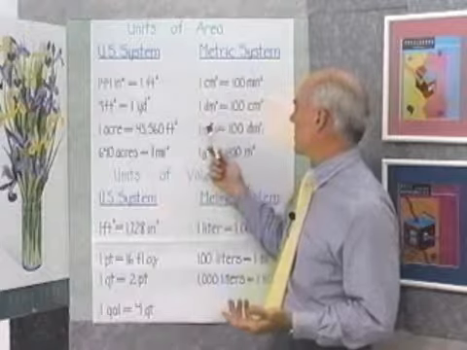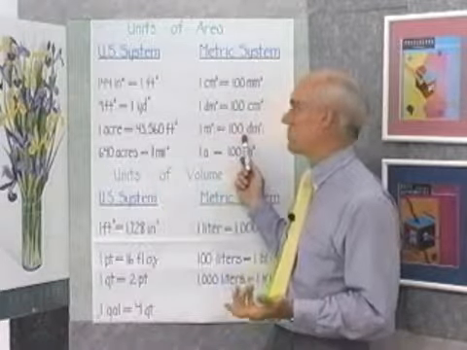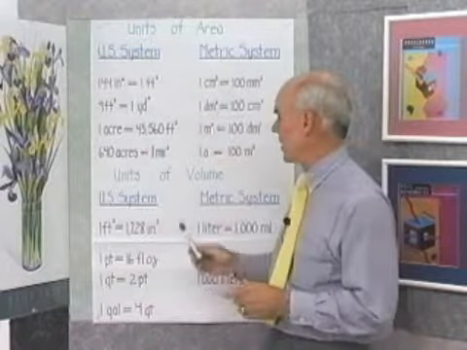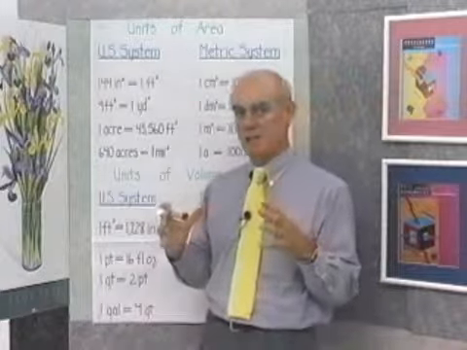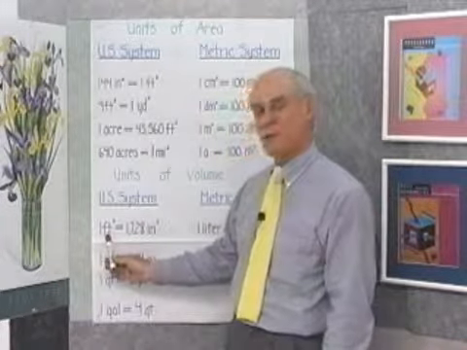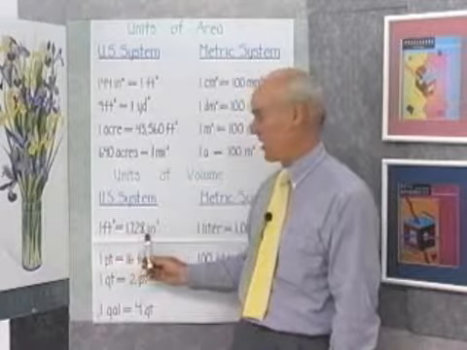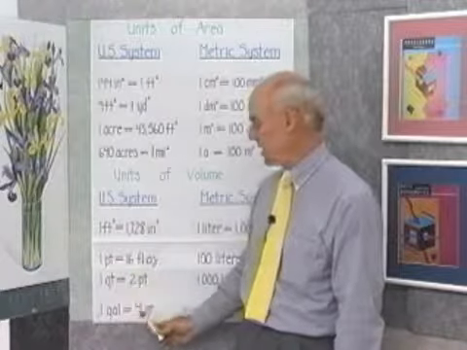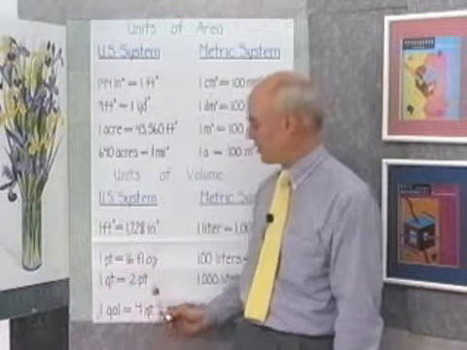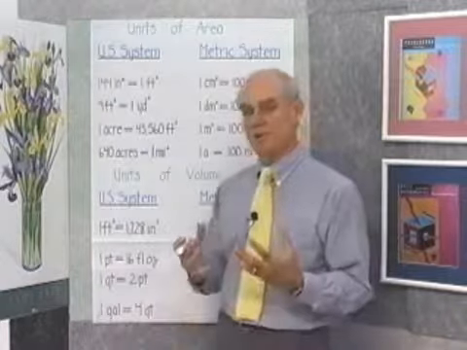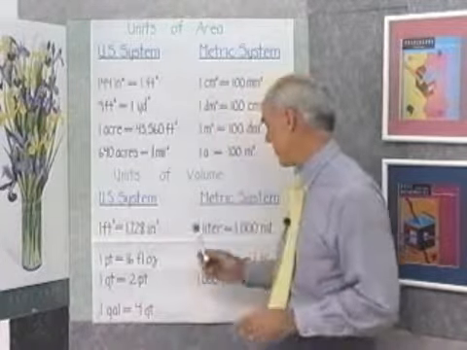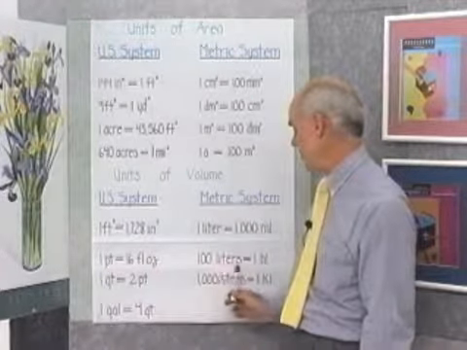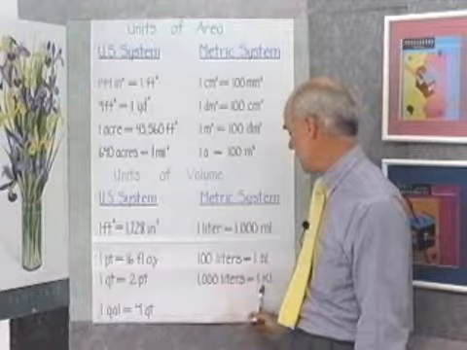In the metric system, I have 1 square meter is the same as 100 decimeters squared, and 1 square centimeter is 100 millimeters squared, things like that. When it comes to volume, volume measures capacity, how much it takes to fill something up. So 1 cubic foot is the same as 1,728 cubic inches. 1 pint is 16 fluid ounces, 1 quart is 2 pints, and 1 gallon is the same as 4 quarts. So these are the different conversions for units of volume in the U.S. system of measure. In the metric system, I have 1 liter is the same as 1,000 milliliters, and 100 liters is 1 hectoliter, and 1,000 liters is 1 kiloliter.